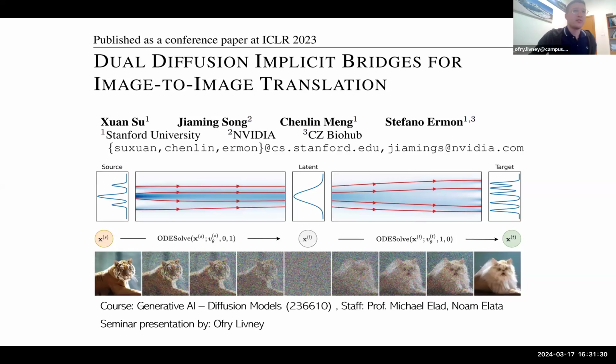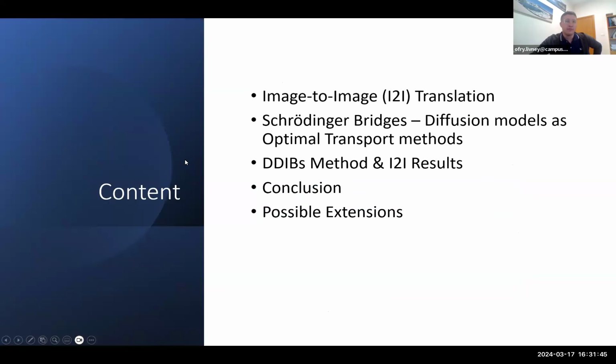Thank you, Mickey. So my name is Ofri, and I'll present dual diffusion implicit bridges for image-to-image translation. This is a paper by researchers from Stanford and NVIDIA, and it was published at ICLR 2023. So we'll talk about the problem statement for image-to-image translation, then discuss Schrodinger bridges and why they classify diffusion models as optimal transport methods, then discuss the DDIBs method that was presented in the paper and see some image-to-image translation results, and finally conclude and offer some possible extensions.